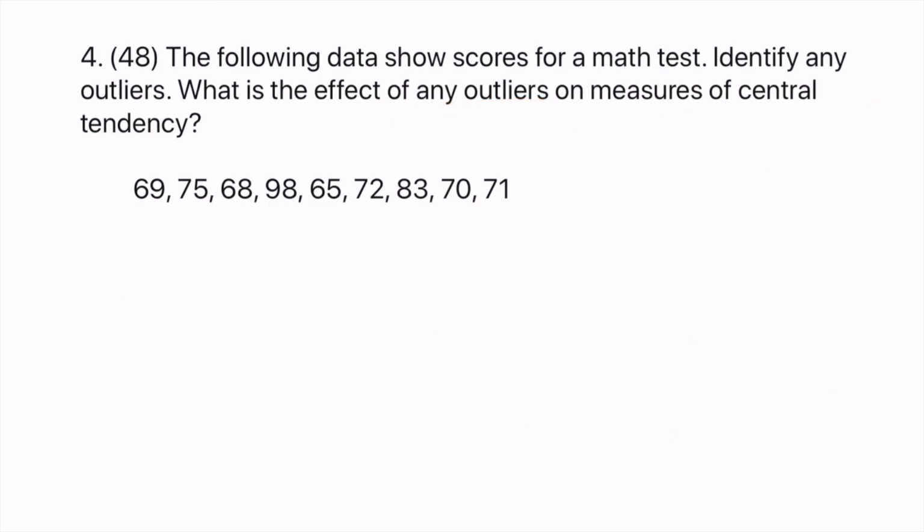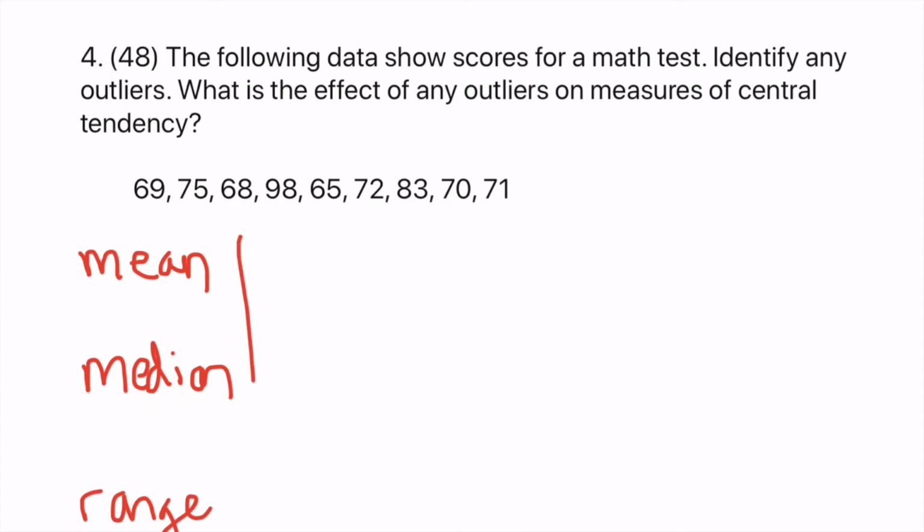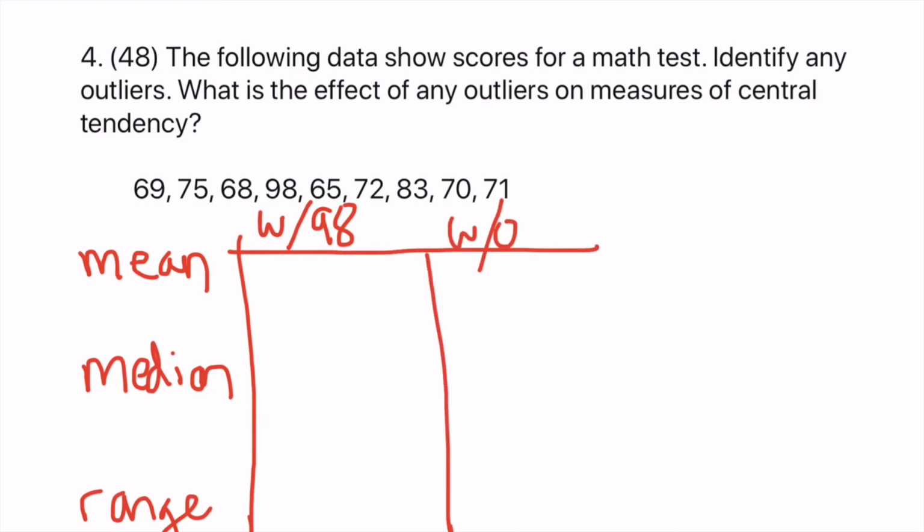So to find the effect of outliers on measures of central tendency, we need to compare the mean, the median, and the range with and without the outlier. Sometimes it's easy just to set up a chart like this. We have mean, median, and range. We're going to calculate all this first with our outlier, which is 98, and without 98. And we're going to compare and see how it affects these three measures of central tendency.